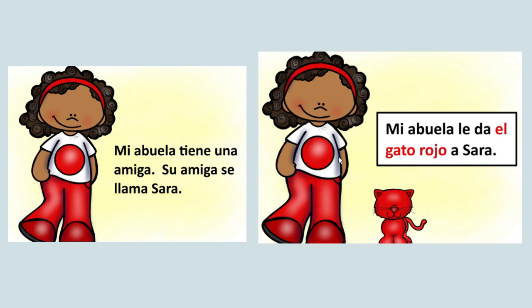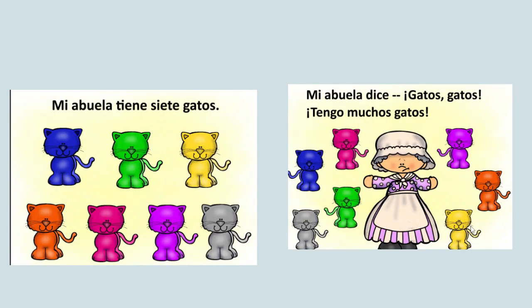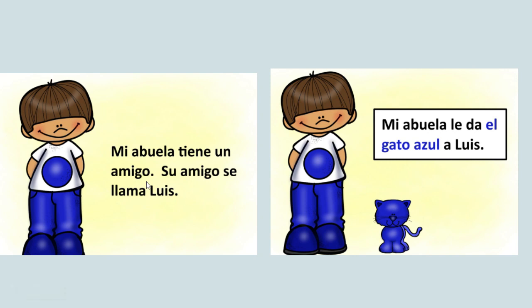All right. Let's keep looking at our story. Now, mi abuela tiene 7 gatos. Y mi abuela dice, gatos, gatos, tengo muchos gatos. Mi abuela tiene un amigo. Su amigo se llama Luis. Mi abuela le da el gato azul a Luis.